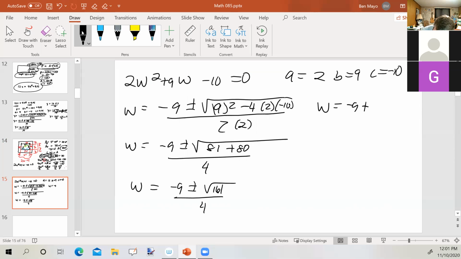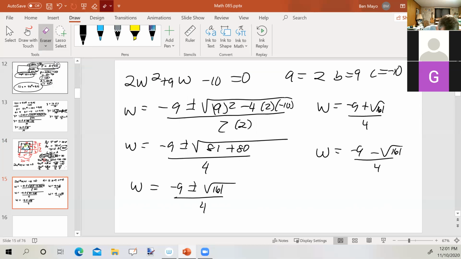So we've got negative 9 plus the square root of 161 over 4, and negative 9 minus the square root of 161 over 4. See if I can write that a little nicer. So let's do the top one. Parentheses, negative 9 plus the square root of 161. Close it up, close up the whole thing, divided by 4. And I come up with approximately 0.922, rounding to the nearest hundredth, 0.92 inches.